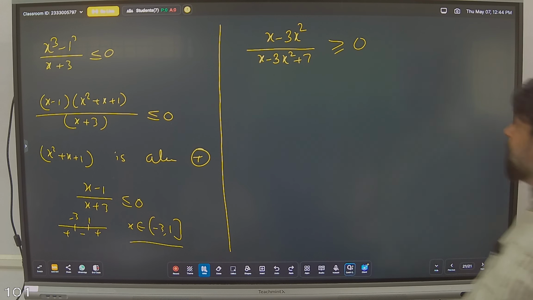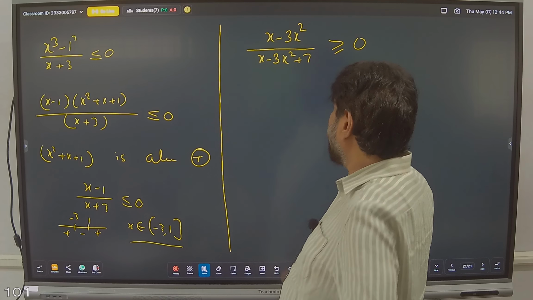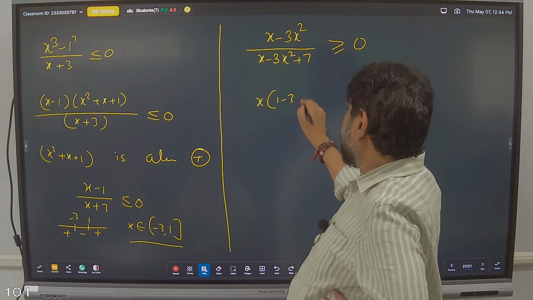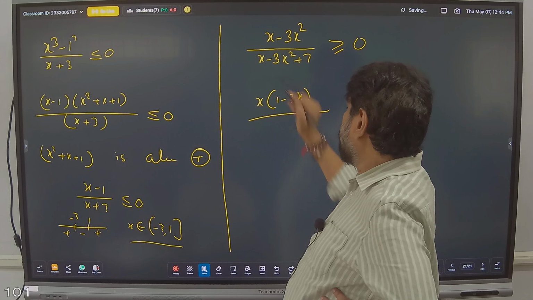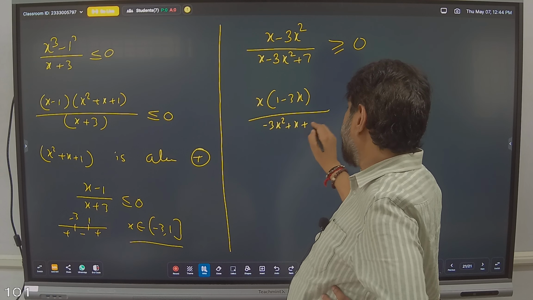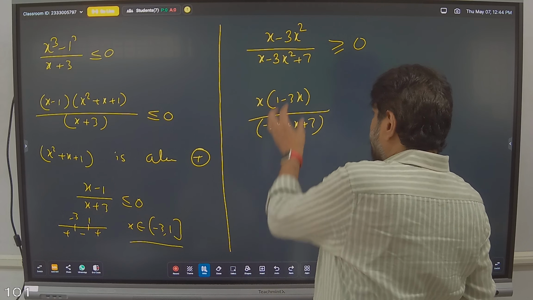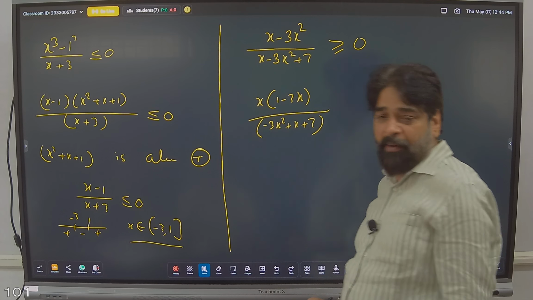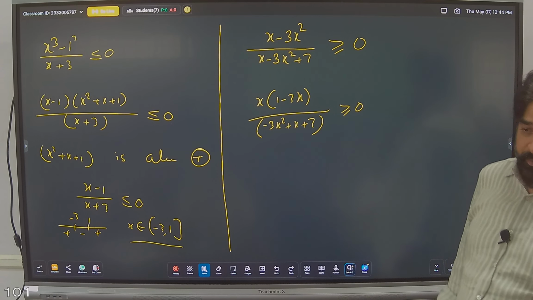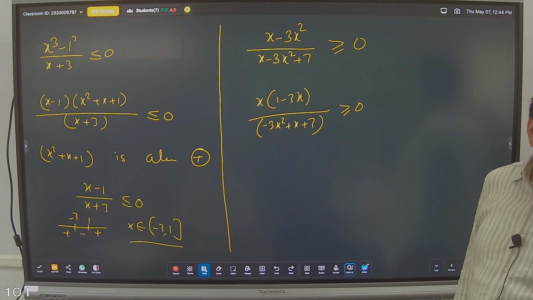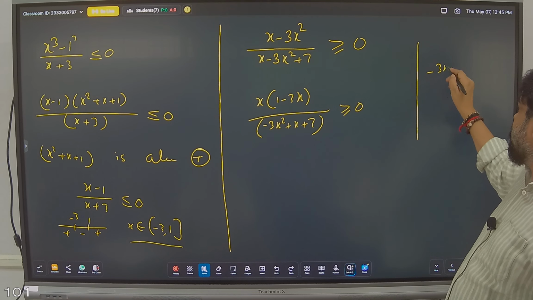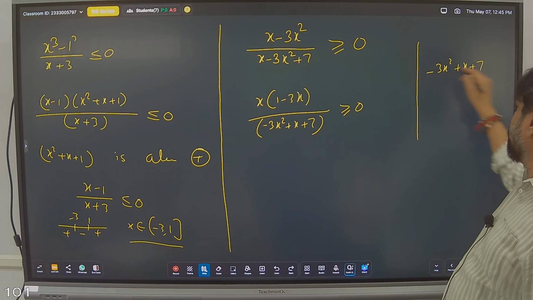First, let's write it neat and clean. x I can take common, so 1 minus 3x. This we can write as minus 3x square plus x plus 7. A quadratic should always be written in decreasing order of the power, greater than or equal to 0. If you take this part separately, minus 3x square plus x plus 7.